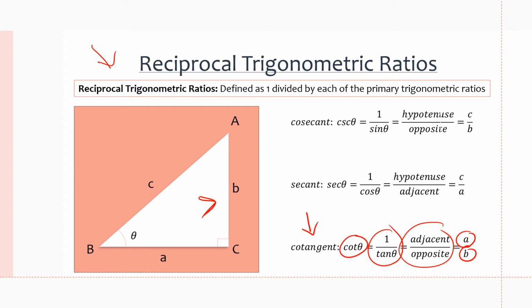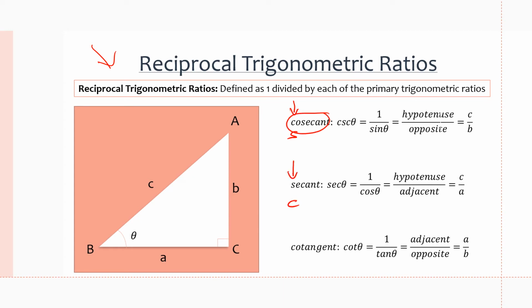So in summary, the reciprocal ratios are exactly what they're called. You take the primary ratio and you do 1 over the primary ratio, which is just taking the reciprocal. And an easy way to remember the names is that they're basically opposites. Cosecant is for sine, which starts with an S, and secant is for cosine, which starts with a C. Cosecant is the reciprocal of sine, secant is the reciprocal of cosine.